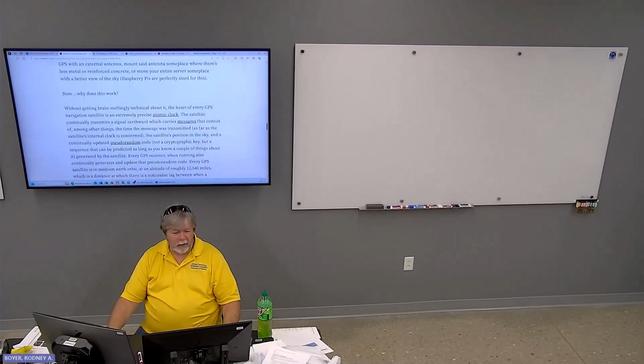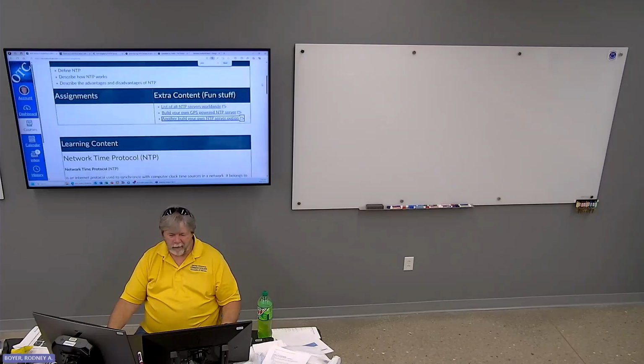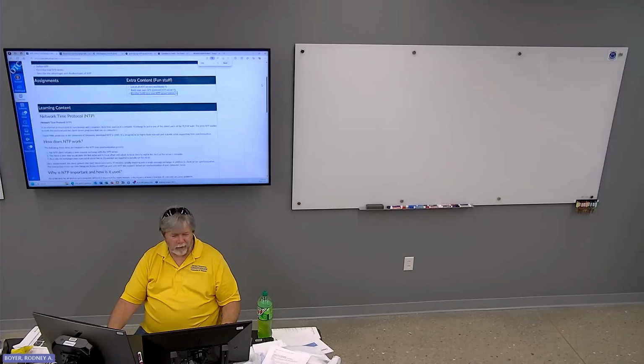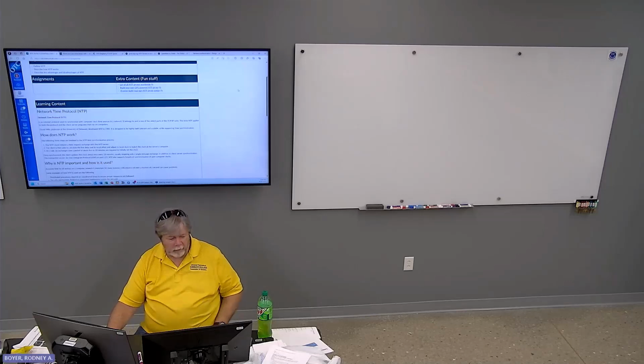Okay, so basically NTP makes sure that all the clocks on your network and hopefully the rest of the world stay accurate enough to be able to do your banking transactions, make sure that everything is secure and whatnot. David Mills was the one that came up with the idea back in 1981.